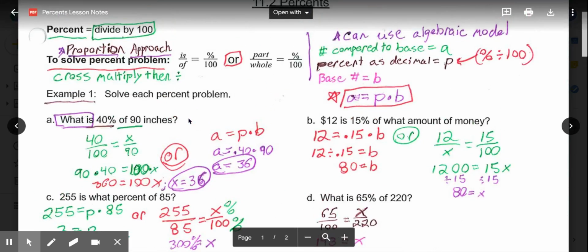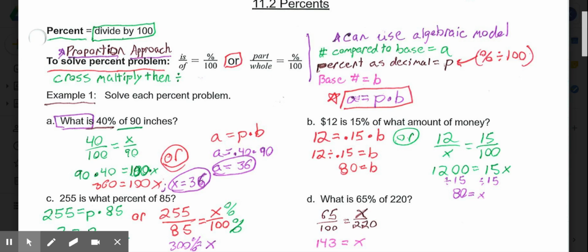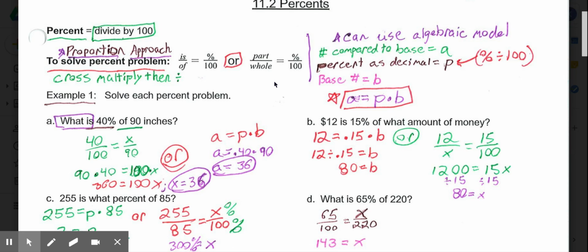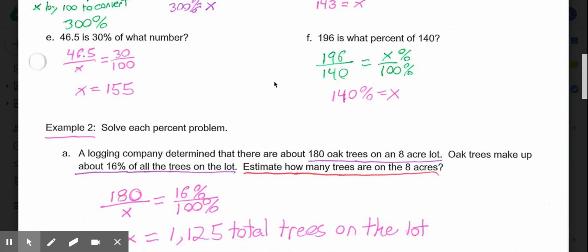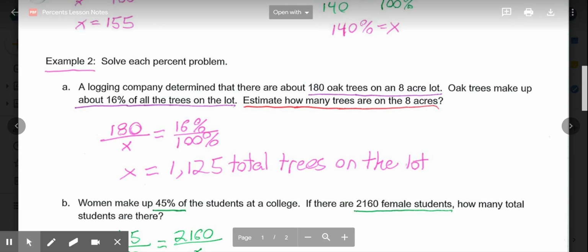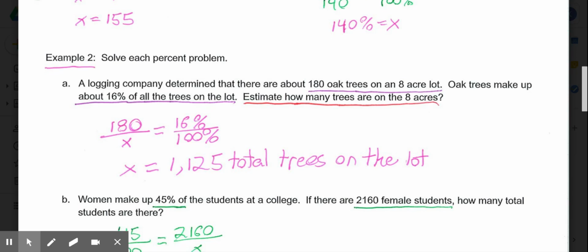Then I know oak trees are just part of the total number of trees. So when I look back to my original setup, I have a part over a whole instead of is over of. Same meanings, just different wording. So in this case, my part, 180, over the whole of x equals 16 over 100. Cross multiply and divide, so 100 times 180 divided by 16 tells me there's approximately 1,125 total trees on the lot.